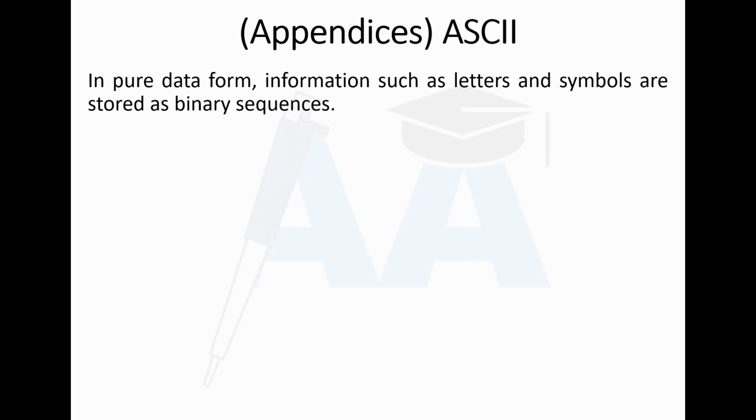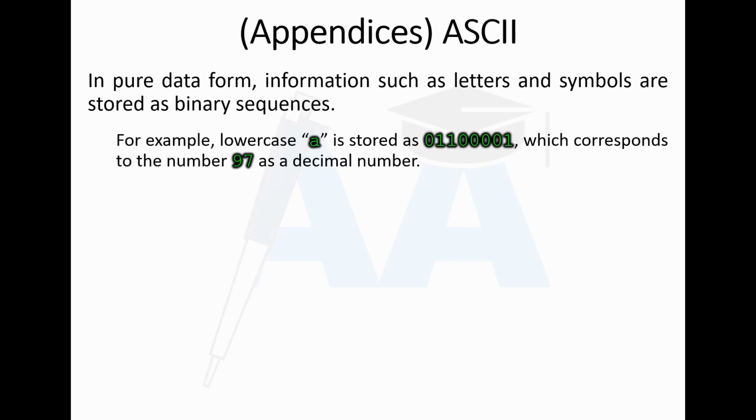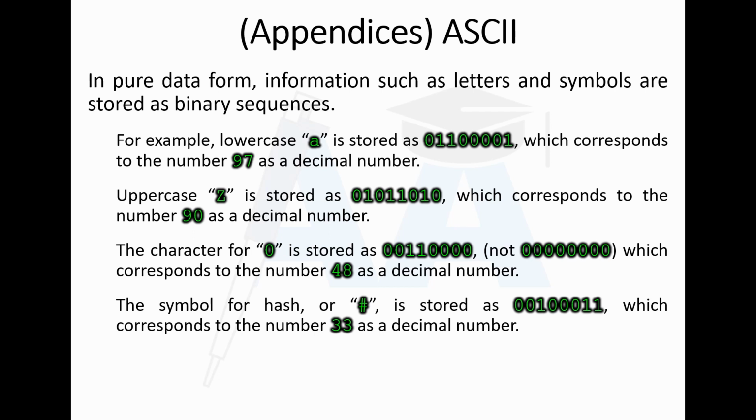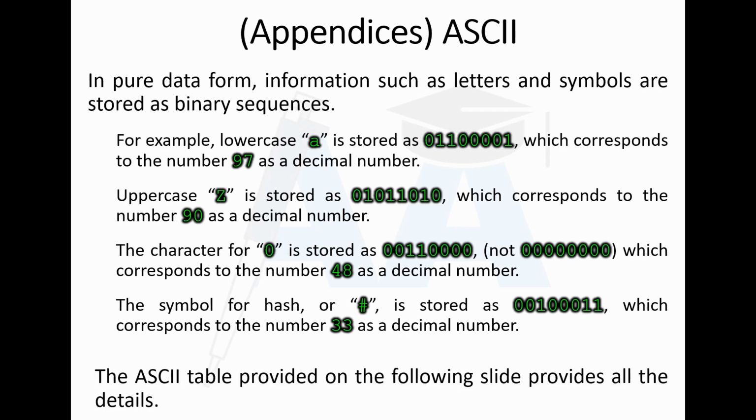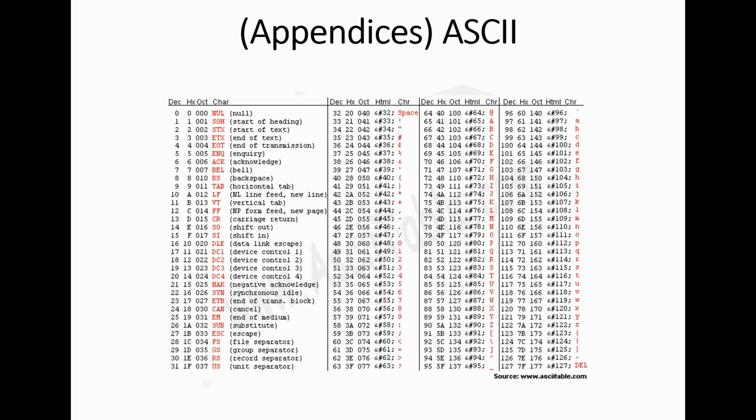In pure data form, all information, such as letters and symbols, are stored as ones and zeros, which can be read as a binary number and converted into a decimal number. Here is an ASCII table, which you can find with a simple Google search. Under the ASCII system, lowercase a is stored as 0, 1, 1, 0, 0, 0, 0, 1, which corresponds to the number 97 as a decimal number.